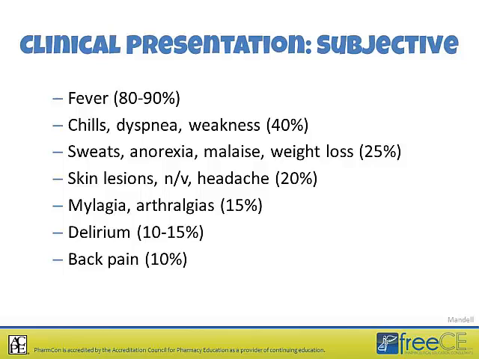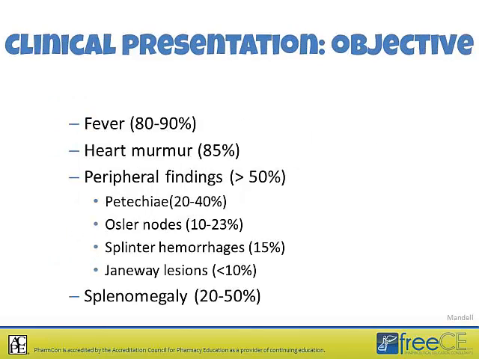20% will have skin lesions, nausea, vomiting, and headache, and we'll talk specifically about those skin lesions when we talk about our objective data, and I'll show you some pictures. They may complain of arthralgias and myalgias. Delirium and back pain are much lower in terms of how people present. Again, none of these signs or symptoms is necessarily going to lead you down the path of infective endocarditis alone. You may also be thinking about other disease states. So what other objective findings do we have that make us think about infective endocarditis?